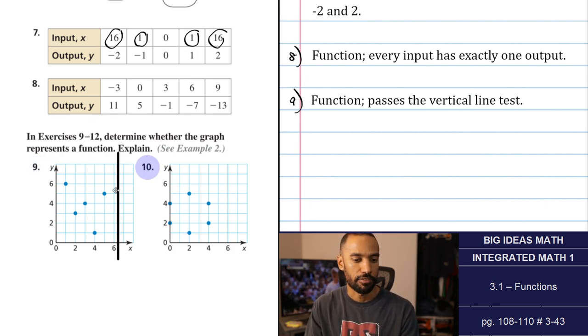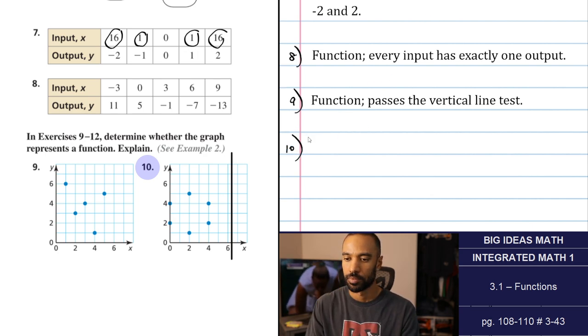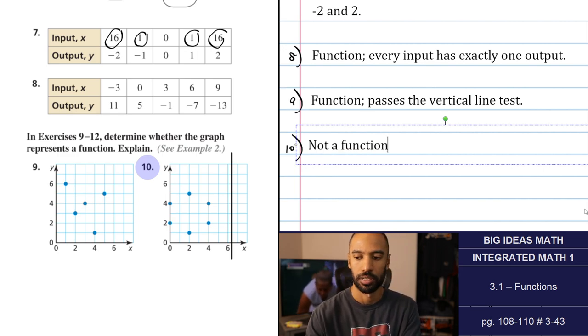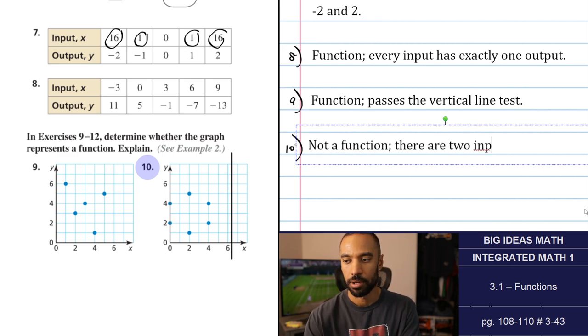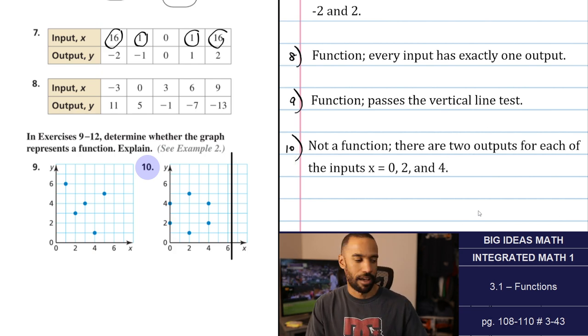Now on number 10, we actually fail the vertical line test. We fail it 3 times. We fail it here. Let me thin this out a little bit. We have 2 y values for the same x value here and here and here. Just like before, it only needs to fail once. I have 0,2 and 0,4, repeat x with different y's. And the same at 2 and 4. So we fail at 3 different spots. So 10 is totally not a function. There are two outputs for each of the inputs x equals 0, 2, and 4. At all of those, we have that amount.